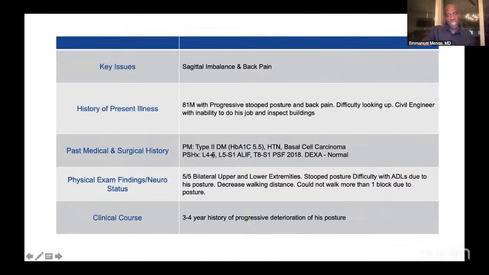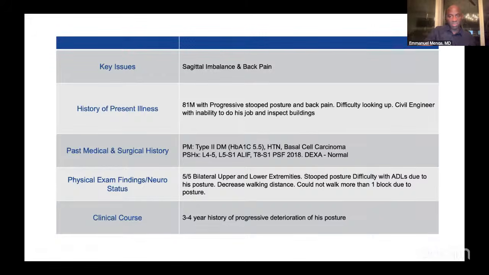Past medical history: well-controlled diabetes, basal cell carcinoma, had a previous L4-5 and L5-S1 ALIF, and T8 to S1 posterior spinal fusion performed in 2008 by another surgeon. DEXA scan was normal. Physical exam, besides his sagittal imbalance with stoop posture: difficulty with his ADLs, decreased walking distance, could not walk for more than 10 blocks due to his posture. 3 to 4 year history of progressive deterioration of his posture.